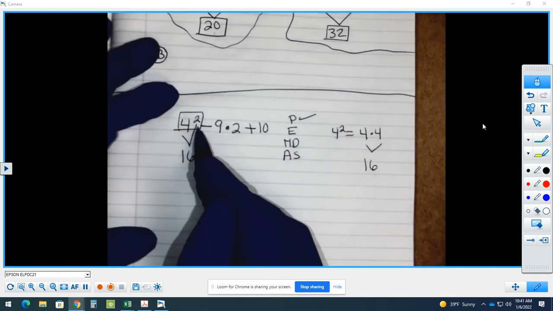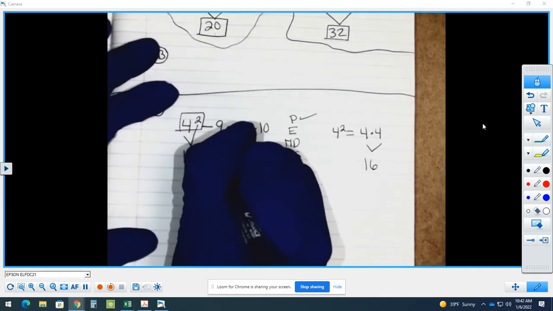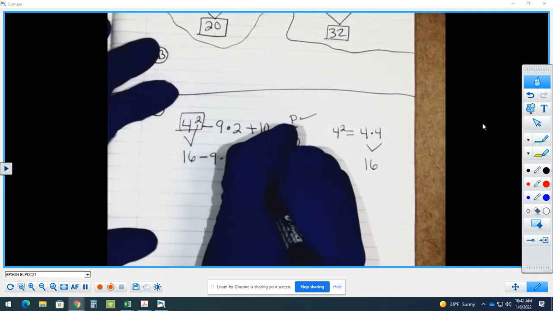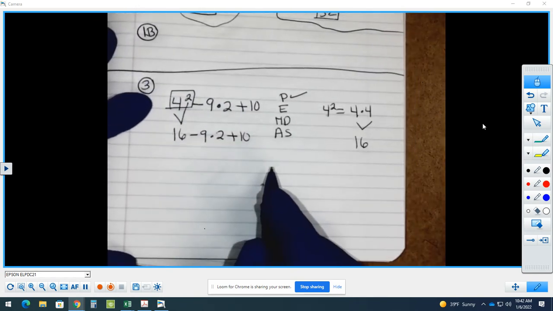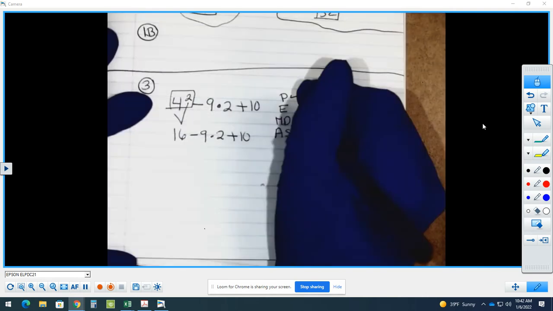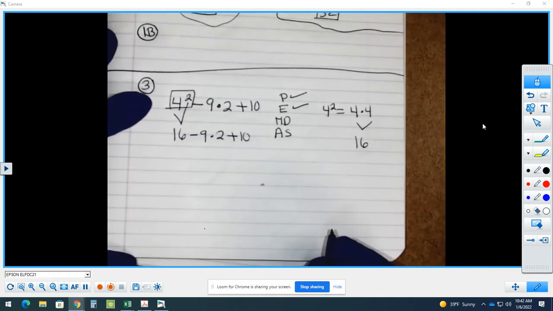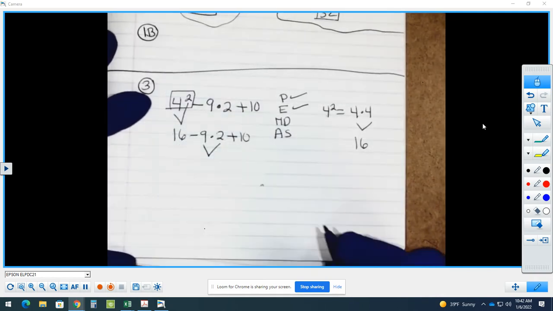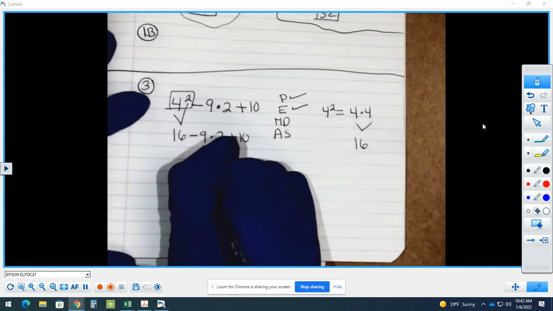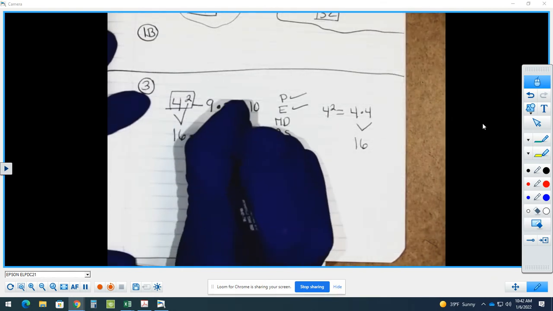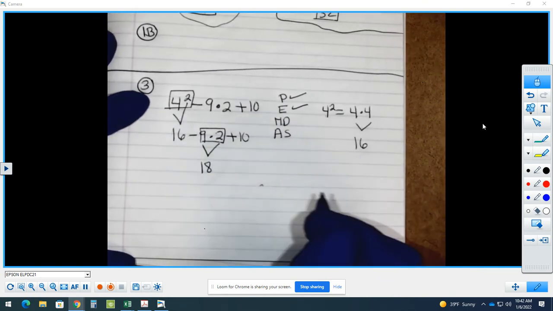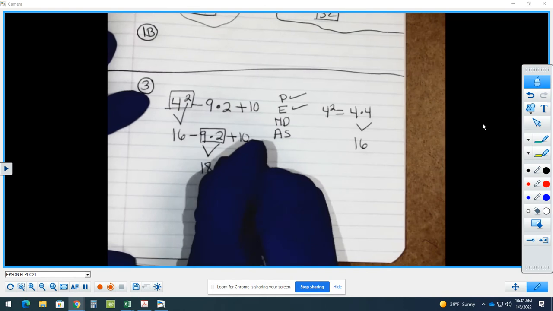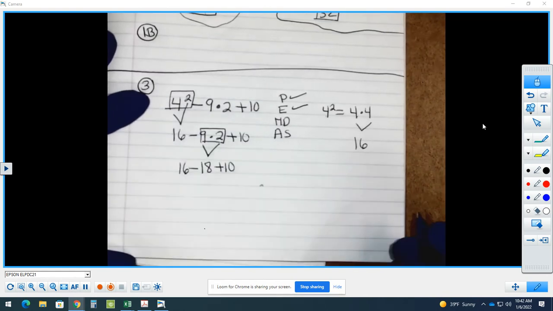So now that I know that 4 to the second power is 16, I'm going to bring it down: minus 9 times 2 plus 10. Are we done with exponents? Yes. Who would be next? Multiply or divide? Yeah, we have 9 times 2. What's 9 times 2? 18. Put a little box carefully around it so you won't mess up that minus and call it plus. Everything else comes down: the plus 10, the minus, and the 16.